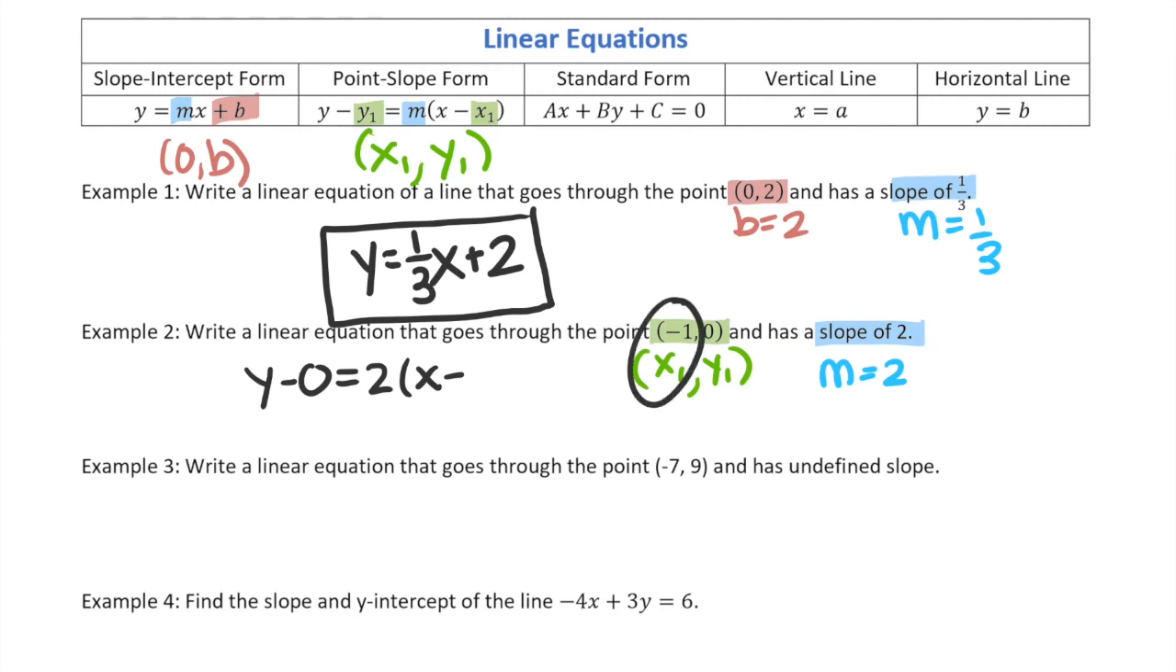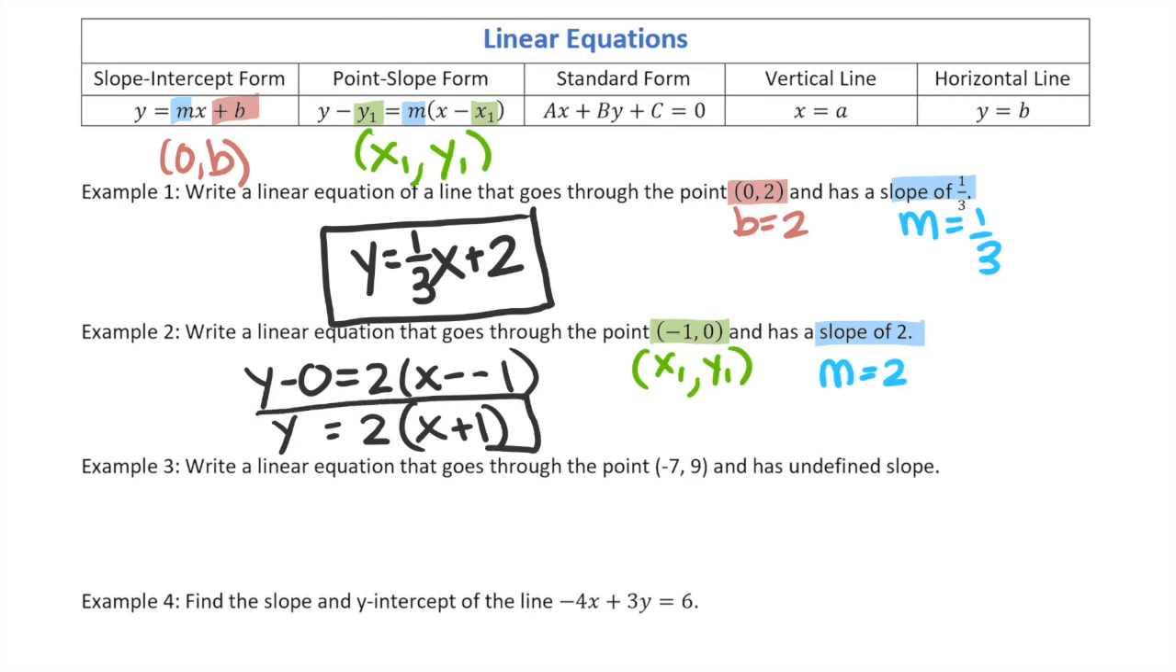My x1 is a -1, so there are a few things we need to simplify here. Because we have x minus a -1, it turns into x plus 1. And then subtracting 0 doesn't change anything, so I'll just leave it as a y. All right, so here is our point-slope form of a linear equation.